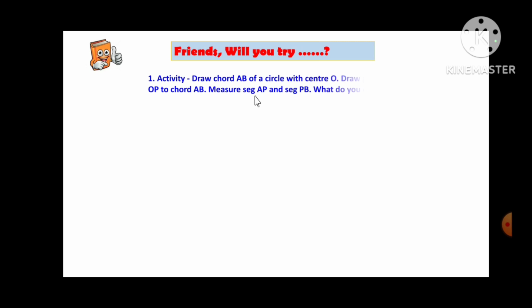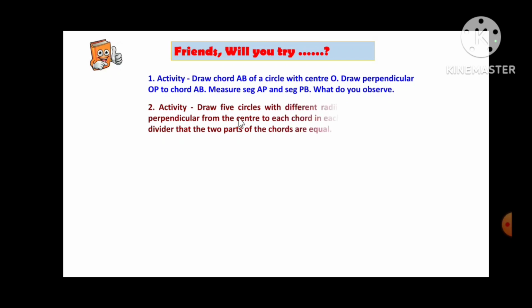Activity: Draw a chord AB of circle with center O. Draw perpendicular OP to the chord. Measure AP and BP. What do you observe? Carry out this activity. One more activity. Draw 5 circles with different radii. Draw a chord and perpendicular from the center to each chord in each circle. Verify with the divider that the two parts of the chords are equal.